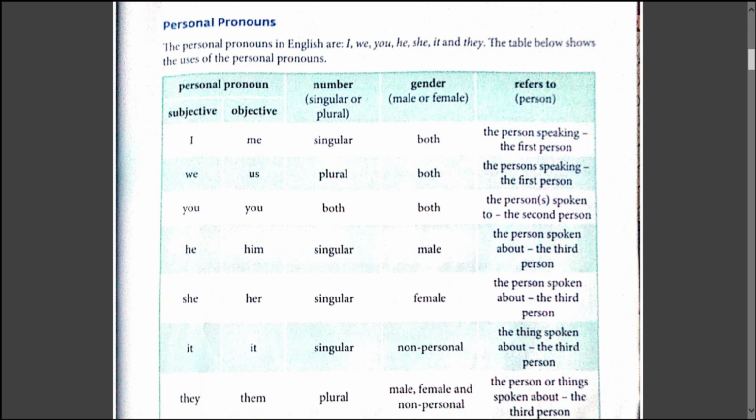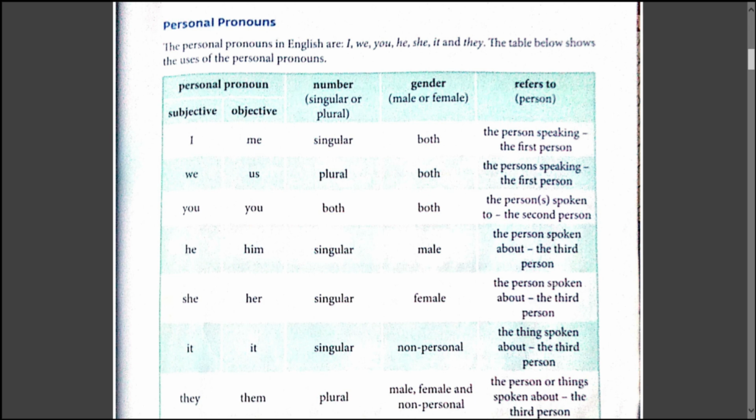Next one, we have he. He is singular only. He means what? He is a boy. So here, he is singular. He will turn into him in the objective case. He is a single person, so singular. He stands for male, so the gender will be male. And he is a third person. First person, second person, third person. So I told you prior also, he is third person.